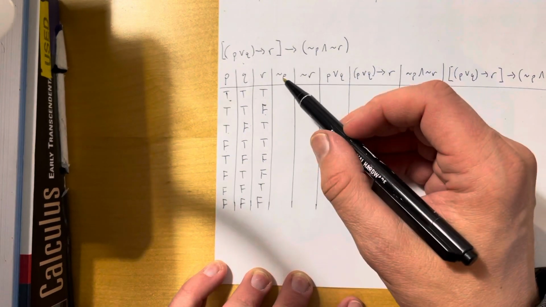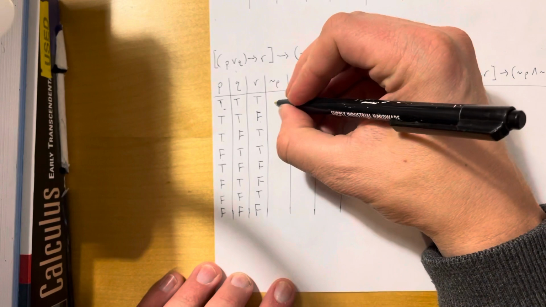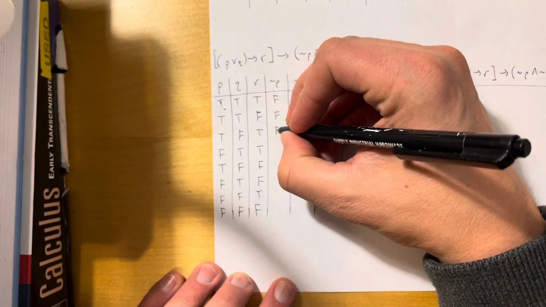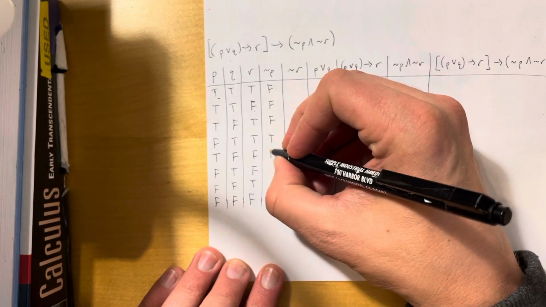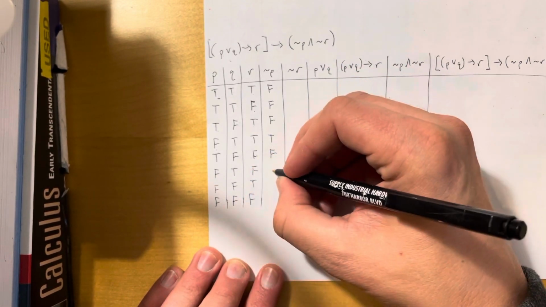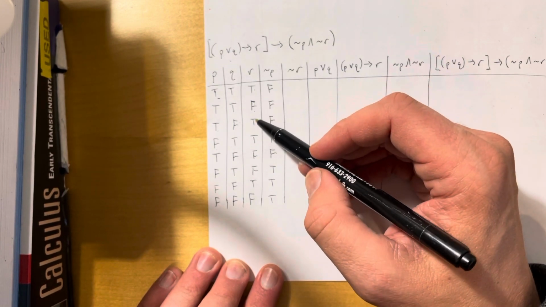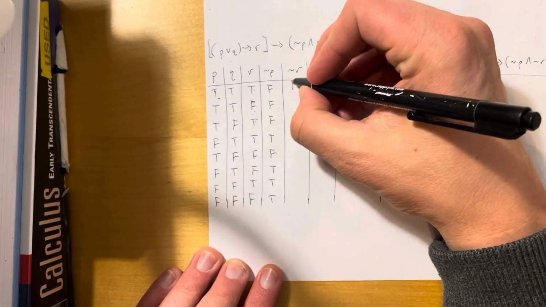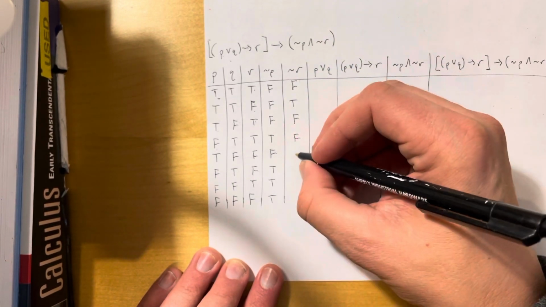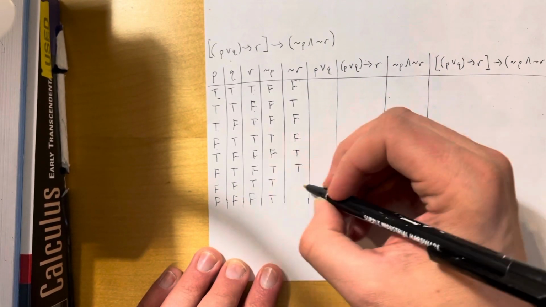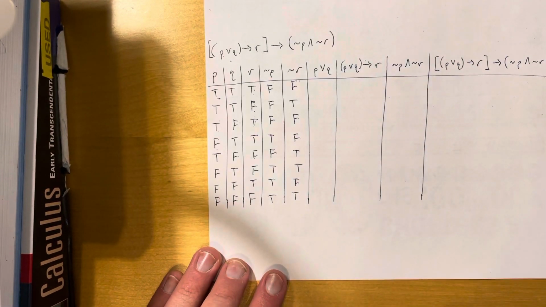Okay, here's my not P column. So I have 3 trues there, which will give me 3 falses here. And then I have false, true, which will give me true, false. And then I have 3 falses, that's 3 trues here. My not R column looks like true, false, true, true. That's going to become false, true, false, false. 2 falses gives me 2 trues. True, false gives me a false, true. So those are my negation columns now.